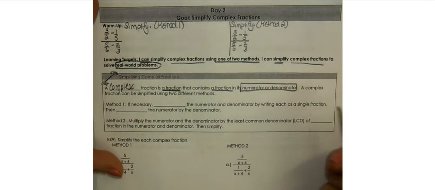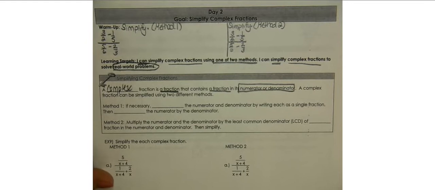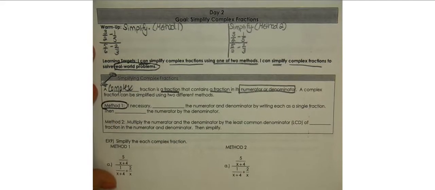So a complex fraction is a fraction that contains a fraction in its numerator or in its denominator, or in both the numerator and the denominator. A complex fraction can be simplified using two different methods, and this lesson is going to be all about method number one. Method number two will be in the next video.